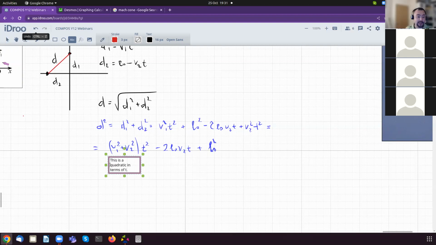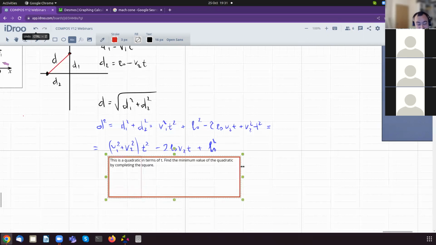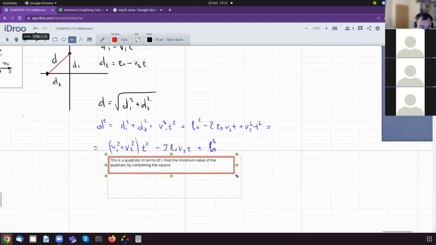Plug in some values. Find the minimum value of the quadratic by completing the square. It is a fun exercise. Completing the square from this expression is a tough but very rewarding job. So please do that.